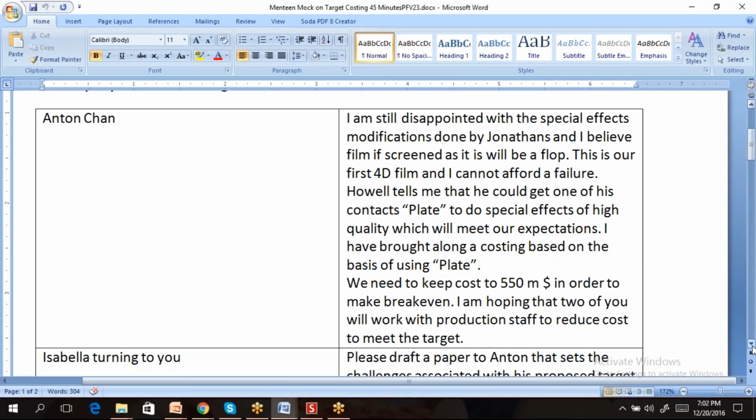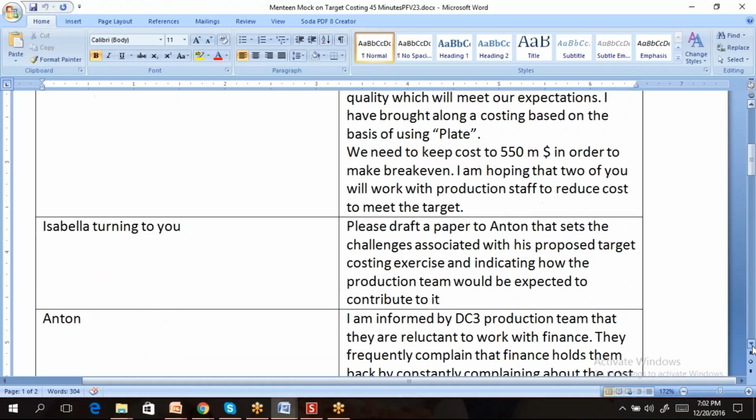Right? I'm hoping that two of you will work with production staff to reduce cost to meet the target. To whom is he telling? He's telling Isabella, the finance director, and he's telling you, the finance manager, to work with the production staff to reduce the cost to meet the target. So Isabella, as a typical finance director, turns to you and says, hey, Zohaib, please draft a paper to Anton that sets out the challenges associated with his proposed target costing exercise and indicates how the production team would be expected to contribute to it.